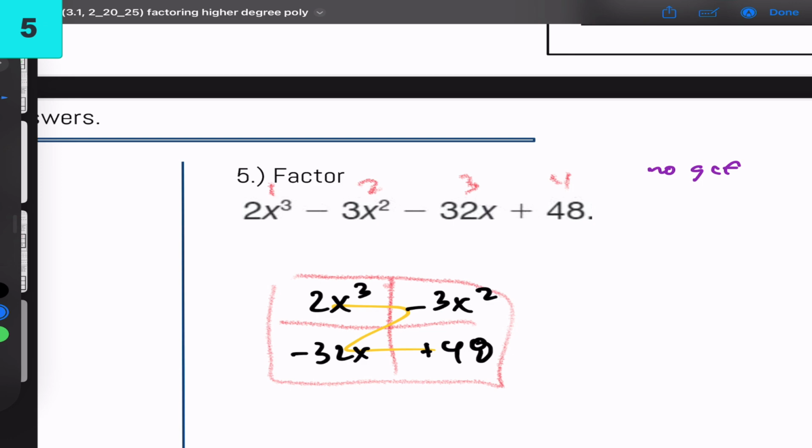So I'm going to put the 2x on top, and over here I can just put an x squared. So 2x times x squared equals 2x to the third. 2x times negative 16 gives me negative 32x. X squared times negative 3 is negative 3x squared. And in the red, negative 3 times negative 16 gives me positive 48. Let's write those out. These are my answers right now.